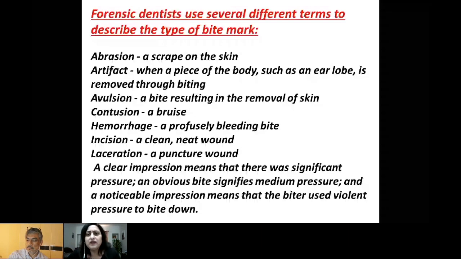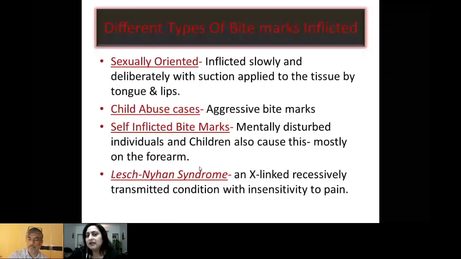Different types of bite marks inflicted can be sexually oriented. They are inflicted slowly and deliberately, with suction applied to the tissue by tongue and lips. Human bites have been recorded on most anatomical parts of the body. It has been noted that the bite location varies depending upon the crime, the sex of the bitten person, and the age of the victim.